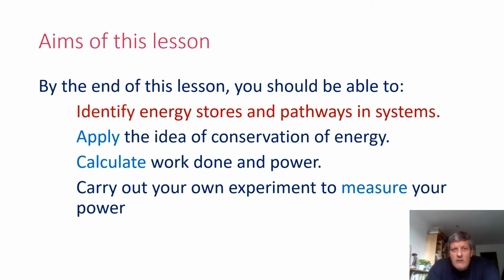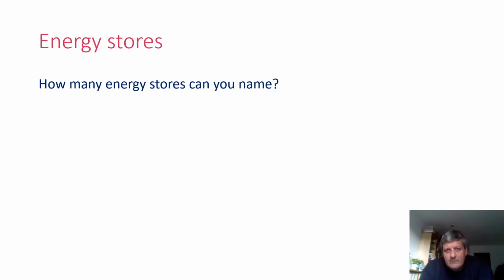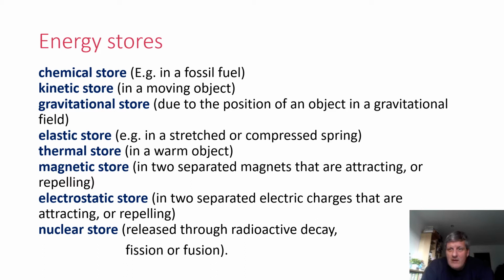We are starting off with some key ideas about energy stores and pathways in systems. If you've met this idea before, then try and make a list of the energy stores that you can remember. So there are 8 energy stores: chemical store, e.g.